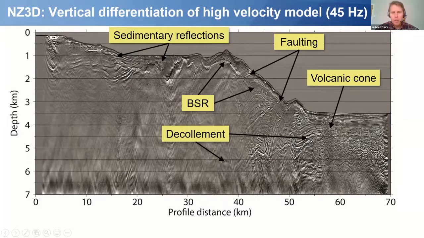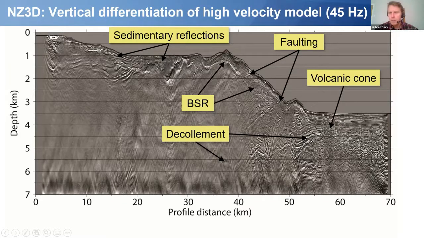This bottom simulating reflector actually continues all the way up here. We can actually see it pinching out towards the shore up here, and it follows it through. And it goes down all the way to the toe of the accretionary prism, so it's resolved that BSR really nicely. We have a lot of faulting through the accretionary prism, so you can see this Papaku thrust fault through here, as well as here.